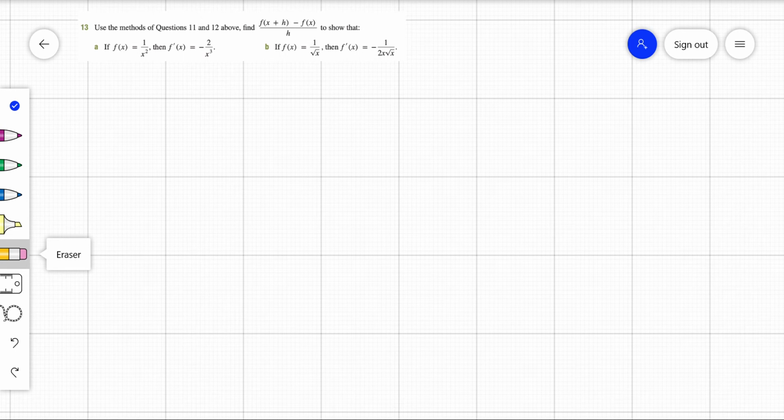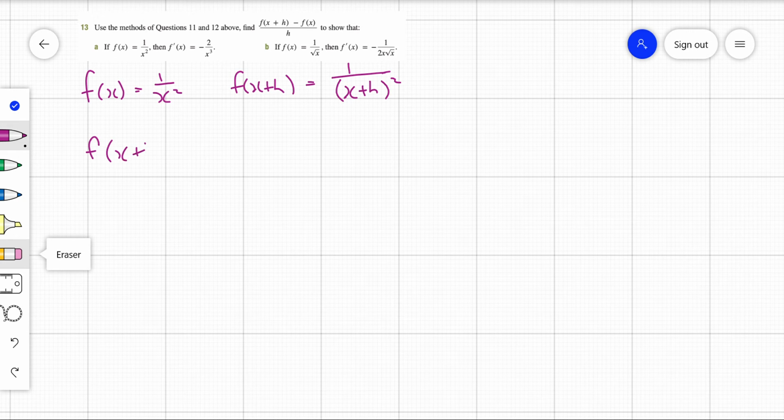Alright, so we've got f of x equals 1 on x squared. So if f of x equals 1 on x squared, then f of x plus h is equal to 1 on (x plus h) all squared. If I just put that together first, so I'm just looking at what f of x plus h minus f of x is, this numerator first, I'll get 1 on (x plus h) all squared minus 1 on x squared.